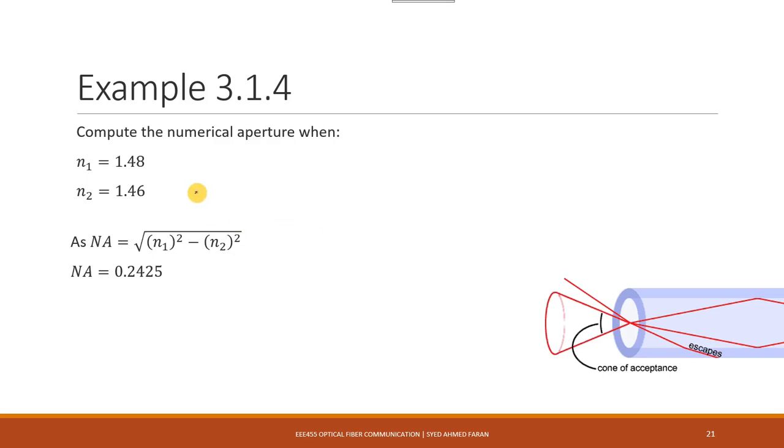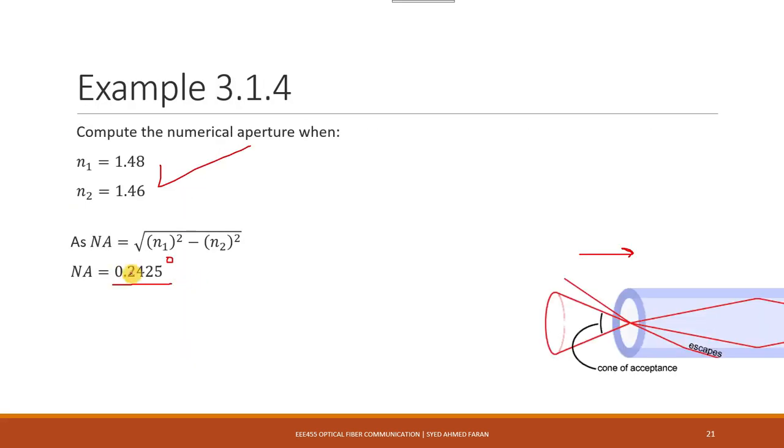Okay, so if you want to find out the numerical aperture of the same cable that we were discussing, a silica cable, putting in these values, the numerical aperture comes out to be 0.2425. This is not degrees, this is not the angle, this is actually a number which is telling how much of the light falling on the surface can travel inside the cable. So this is not telling you the exact angle that is required, it is telling a number for how much light can travel inside the medium.